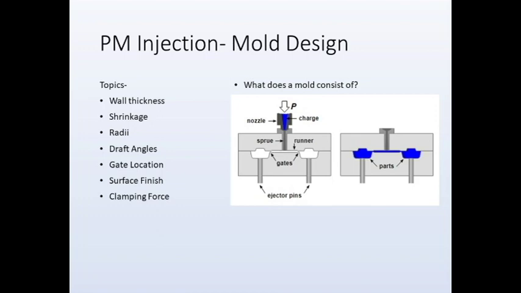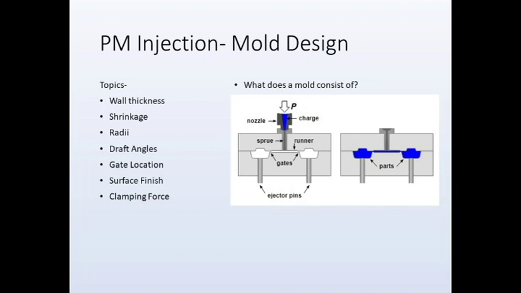So now to dive into the powder metal injection mold design. Some of the topics I'll be covering are wall thickness, shrinkage, radii, draft angles, gate location, surface finish, and clamping force. So what does a mold actually consist of?